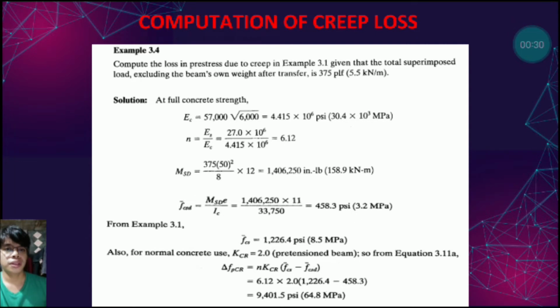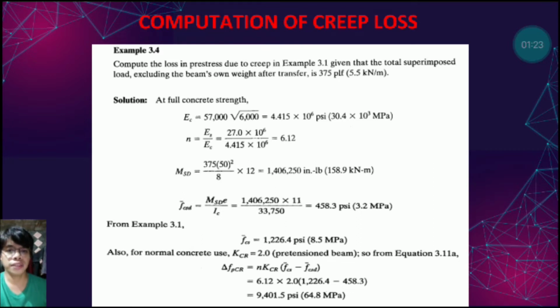To solve this problem, we are going to use the formula delta FPCR equals N times KCR times the quantity of FCS bar minus FCSD bar, which is an equation provided by ACI-ASCE, where N is the modular ratio, KCR is the coefficient of normal concrete, that's 2.0 for pretension and 1.6 for post-tension members. FCS bar is the stress in concrete at the level of steel CGS immediately after transfer, and FCSD bar is the stress in concrete at the level of steel CGS due to all superimposed dead loads applied after pre-stressing is accomplished. You have to take note that KCR should be reduced by 20% for lightweight concrete.